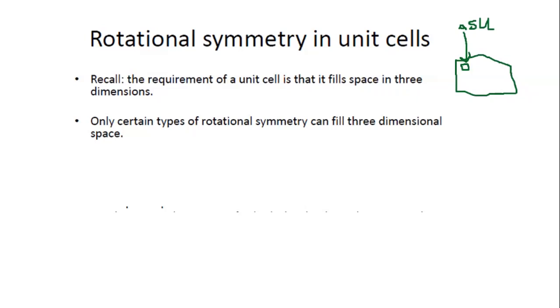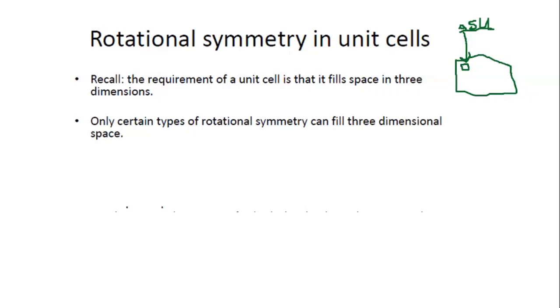So again, when you solve a crystal structure, what you're solving is the asymmetric unit, the basic component, this basic region of space that you need to generate all the other symmetry equivalent positions in that unit cell.